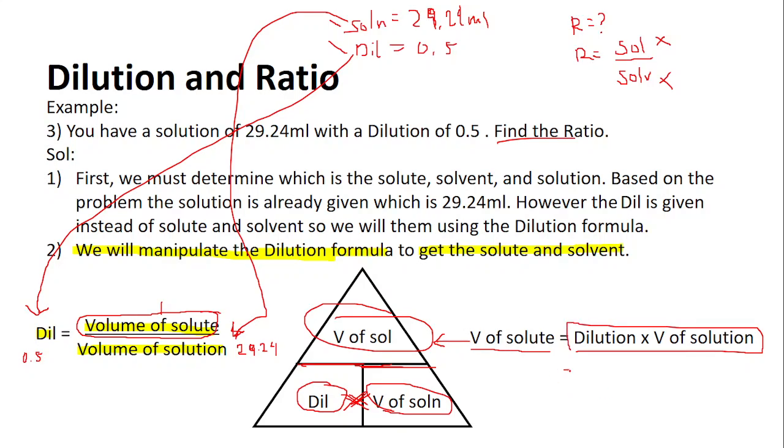So, using the formula, so dilution is 0.5 times 29.24. Okay, your answer is, okay, lubas ko lang ang kalkilo ko. 0.5 times 29.24. Your answer is 14.62 ml. May ml siya kasi may ml didi sa solution. So, maki-carry over siya, class.